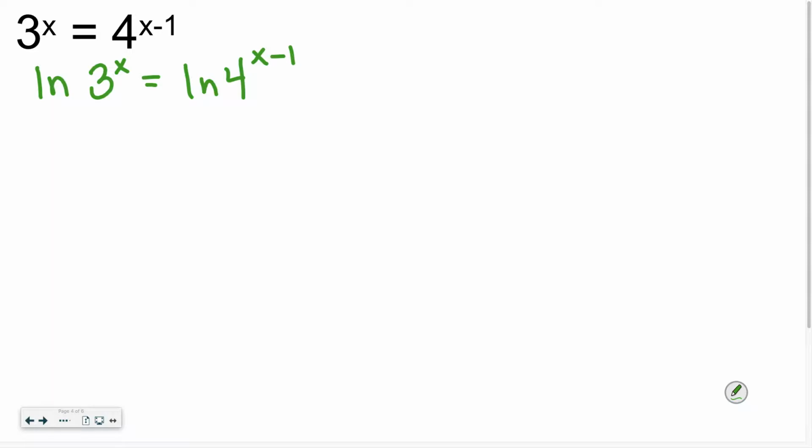Well, we have some properties of logarithms, right? Right now, I have no idea how to solve for x. x is in both of our exponents. Well, now that we have a logarithm, can we take those exponents and put them somewhere else?